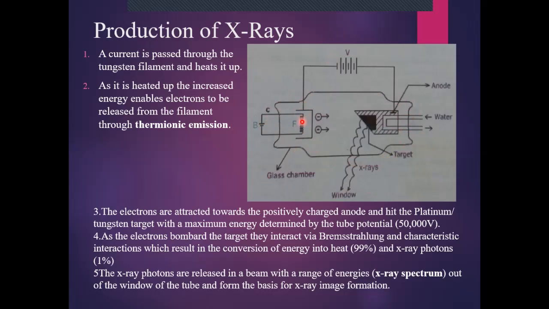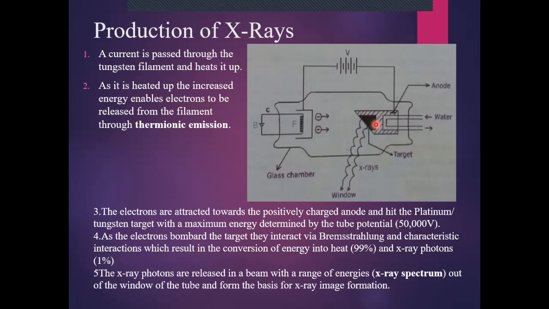When the current flows through this filament, it heats up, and due to thermionic emission, it emits electrons from this cathode. Then these ejected electrons are accelerated by an anode on the other side through a high potential of the order of 50,000 volts.